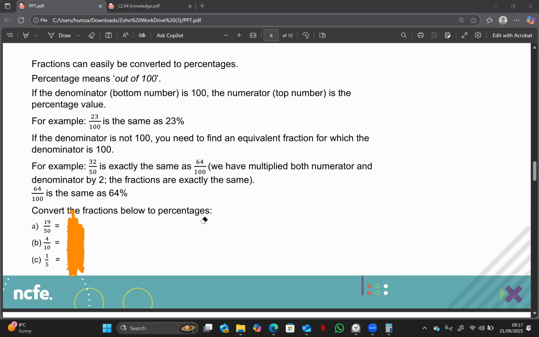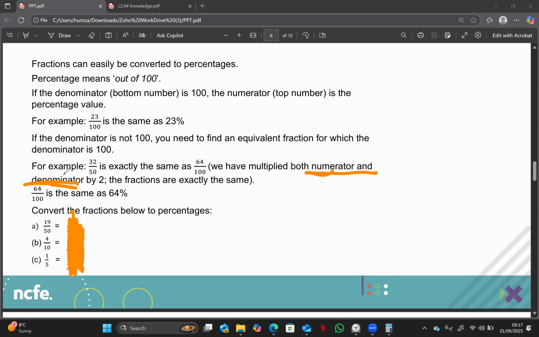If the denominator is not 100, you need to find an equivalent fraction where the denominator is 100. For example, 32 over 50 is exactly the same as 64 over 100. We have multiplied both the numerator and the denominator. So the key thing is you have to multiply the numerator and the denominator, both of them, not just one. So you multiply both of them by the same number, and the fractions are exactly the same.